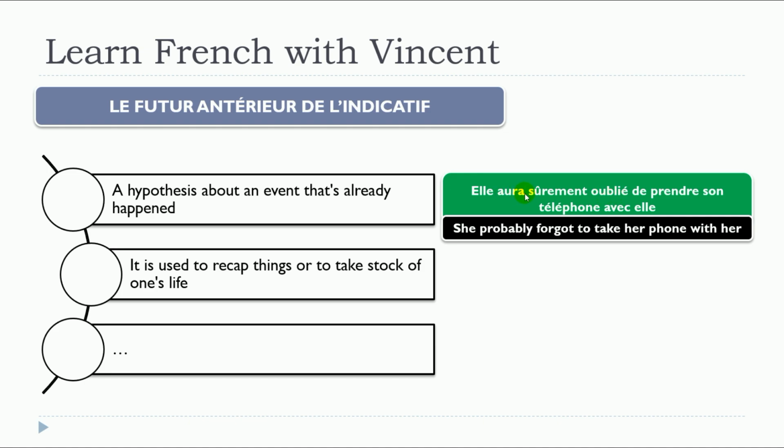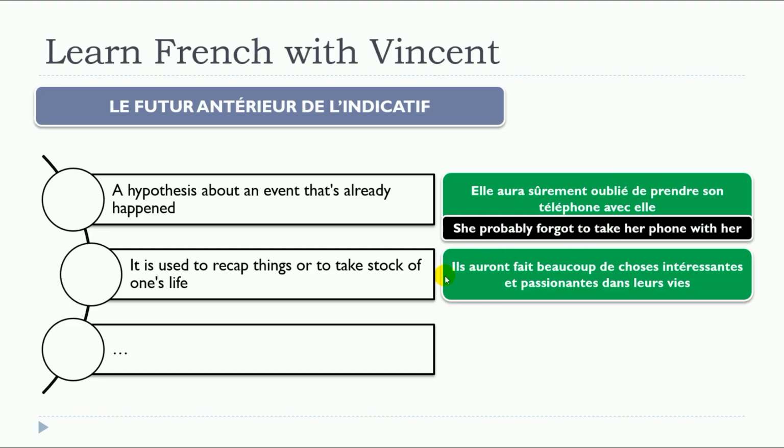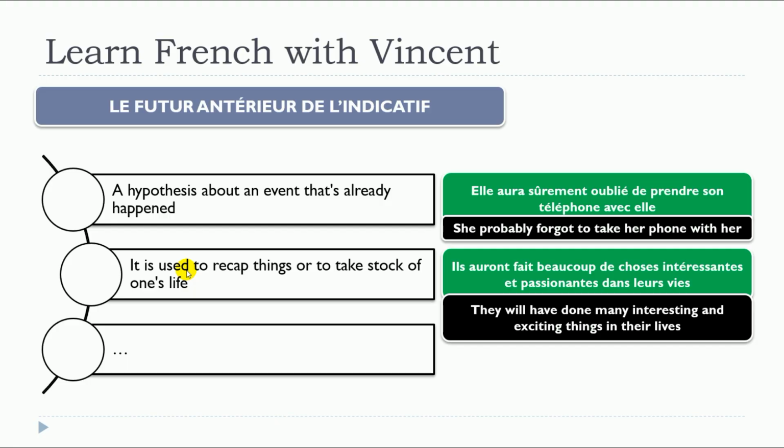Elle aura oublié. So we're not sure about it. So that's the reason it's an hypothesis in that case. And the event already happened. Ils auront fait beaucoup de choses intéressantes et passionnantes dans leur vie. So same thing here. You recap things about their lives. And in that case, you will use le futur antérieur.